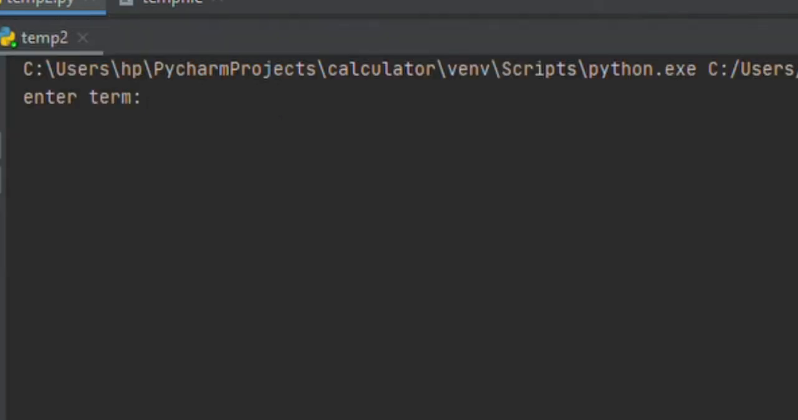And the program. Enter term. Fifth term is 3. So ninth term is 21.